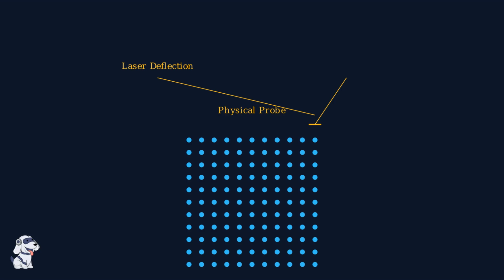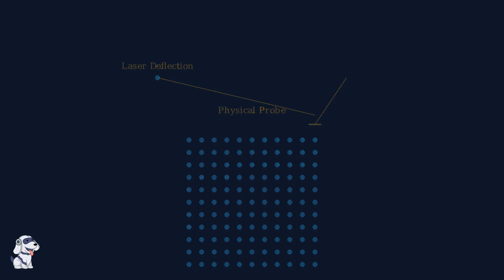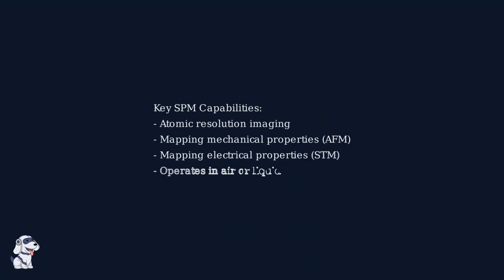This allows the microscope to track even the tiniest vertical deflections as the tip encounters atomic features. By mapping these mechanical or electrical interactions, researchers can create precise 3D topographical maps, allowing us to visualize matter at the scale of single atoms.